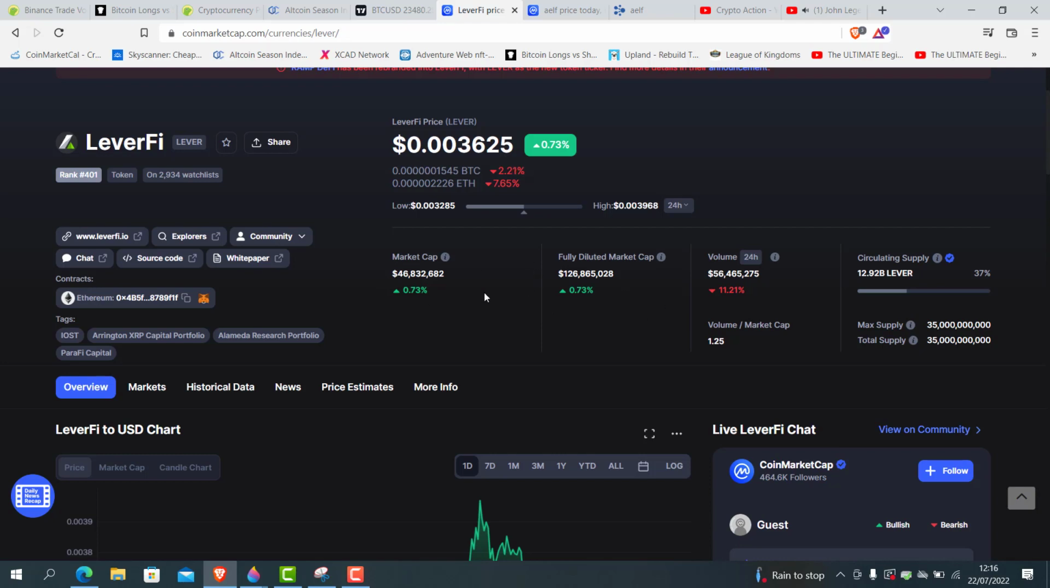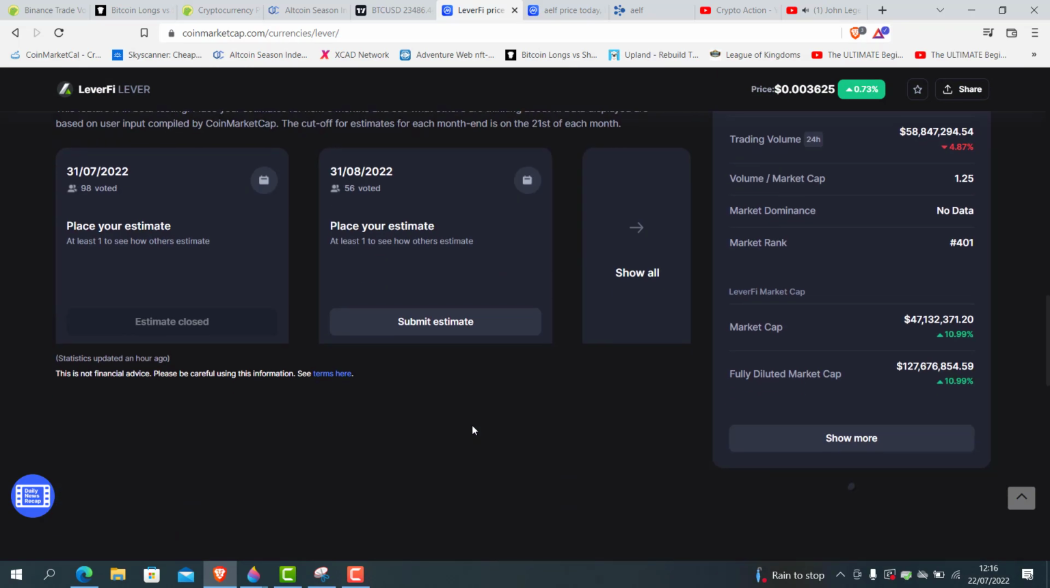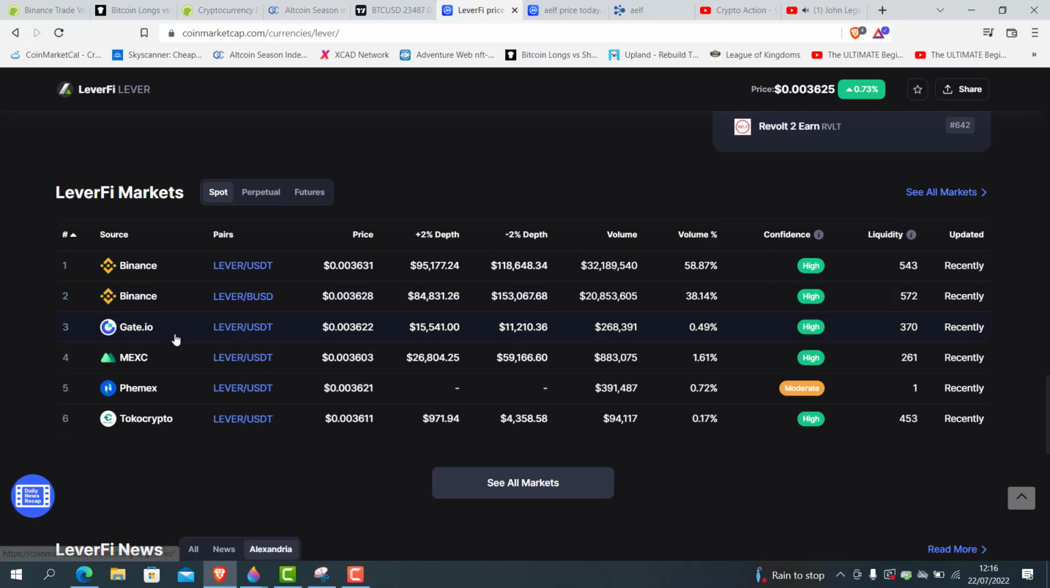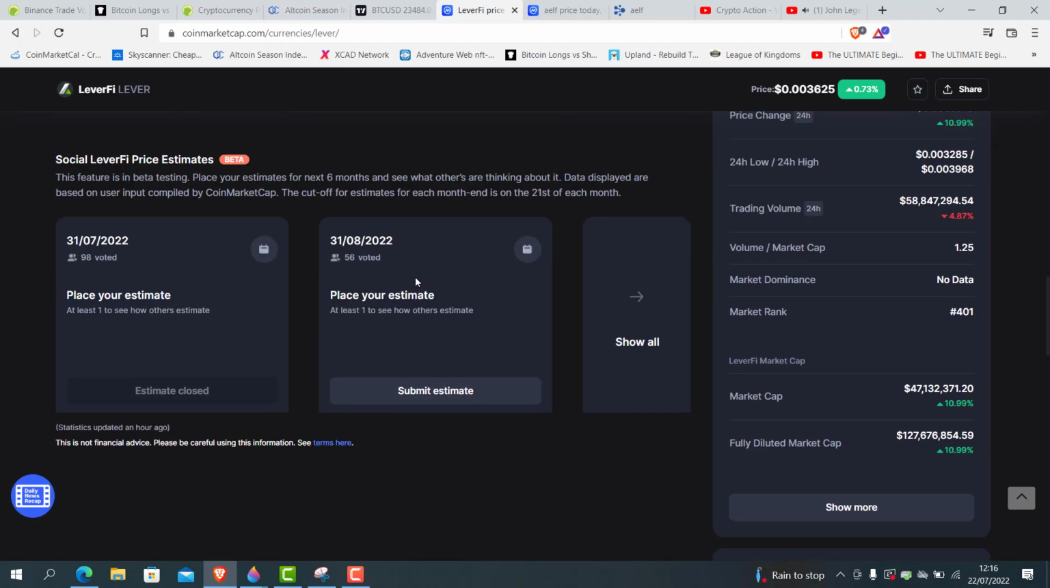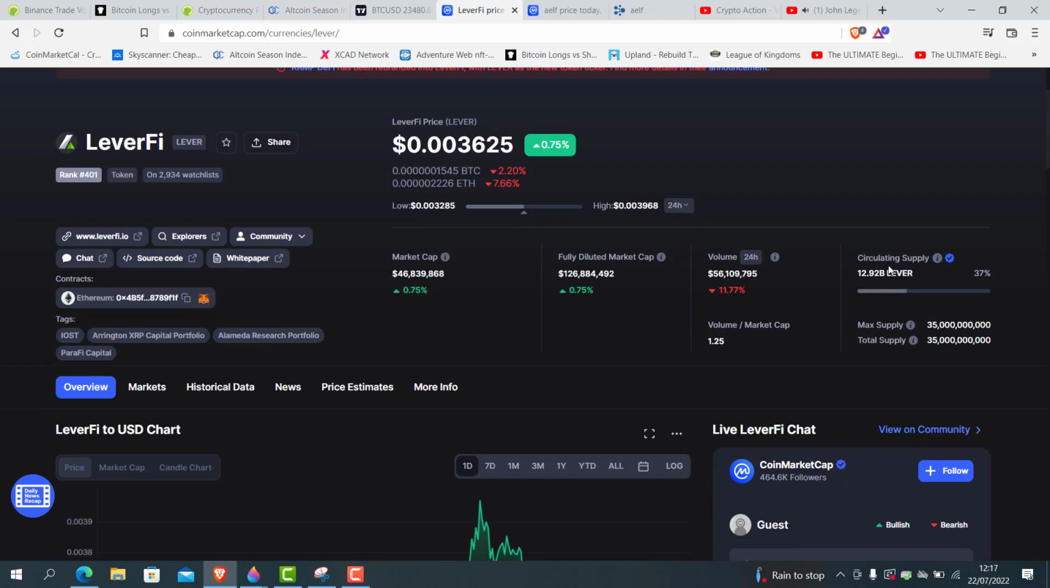So if you want to grab some LeverFi, guys, I will leave the link down below for Binance, Gate, so you can go for it. It's definitely a good project to invest in, guys. As you can see, 37% circulating supply already. Max supply is 35, total supply is 35.